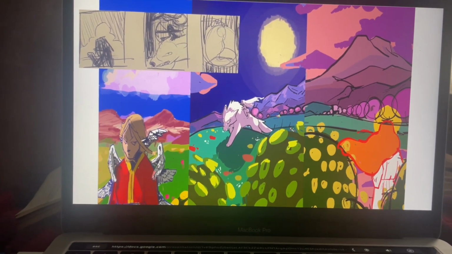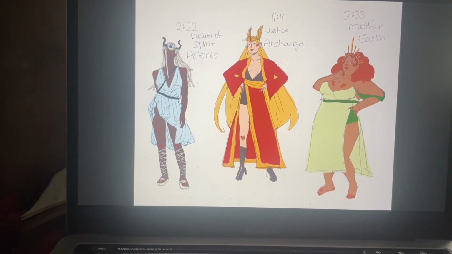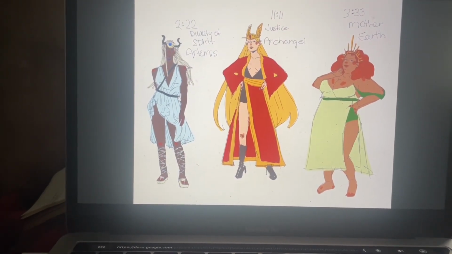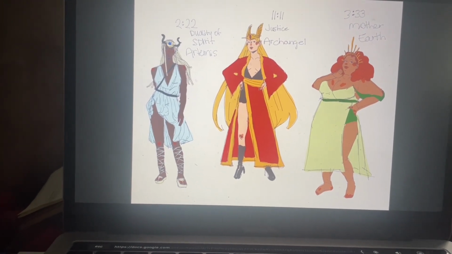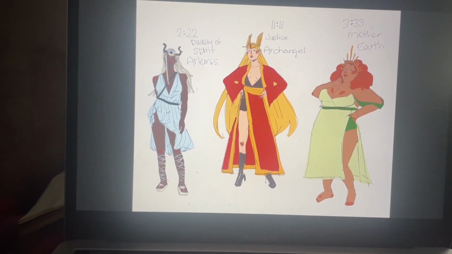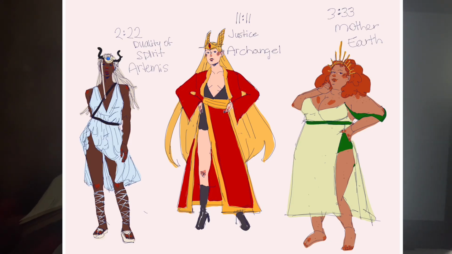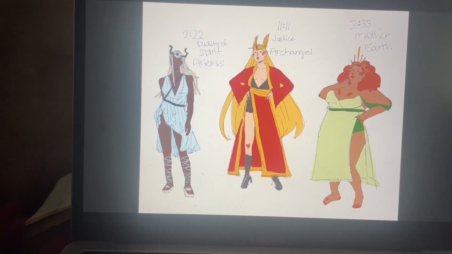This is just some concept art. This is just the three girls. This is what I want my three paintings to feature, or at least something that relates to them, just to show their overall meanings. And yeah, I didn't really have any references for them, so I did these recently just so I had a base reference for them.